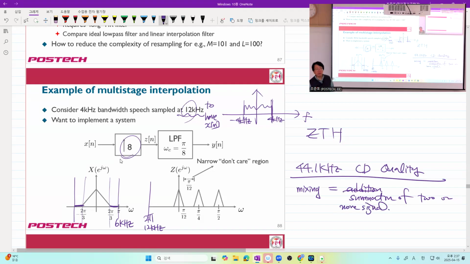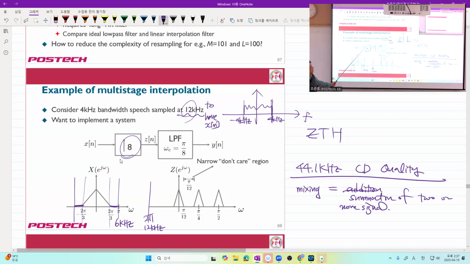But for radio frequency engineers, mixer means multiplier, or multiplying an RF signal with an RF carrier or something. So be careful. Electrical engineers usually understand mixing as multiplication, but musicians and composers understand it as summation.